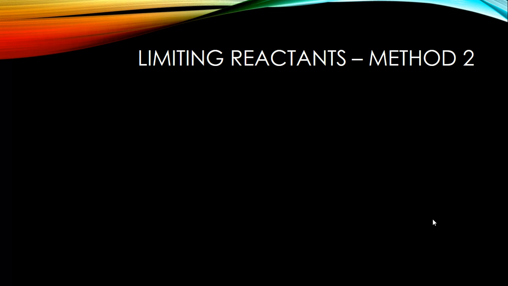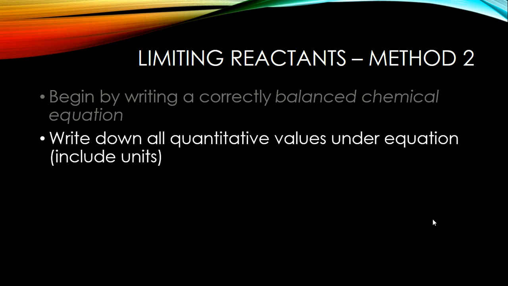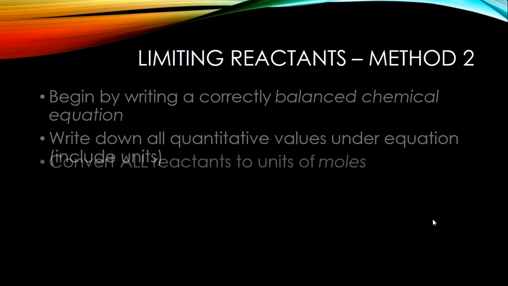All right, method 2. So we begin by writing a correctly balanced chemical equation. We write down all quantitative values under the equation. So the quantitative just means the numbers. So I'm writing down if I'm starting with 100 grams or I'm starting with 2 moles or whatever, I'm writing those numbers under the equation.